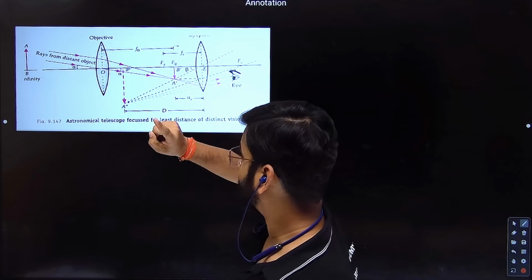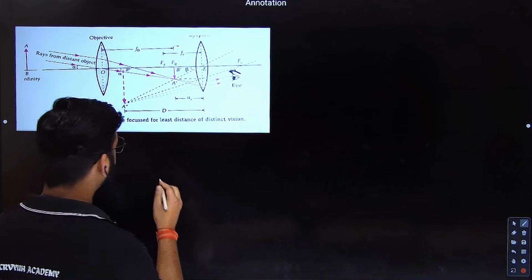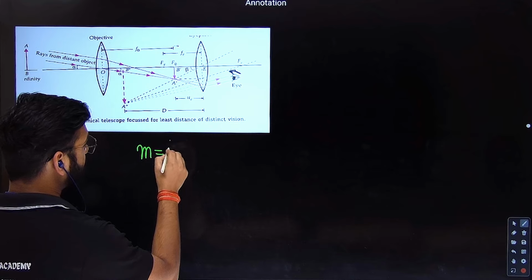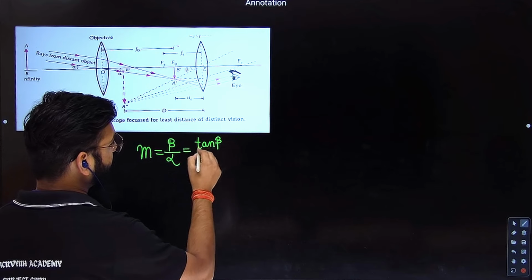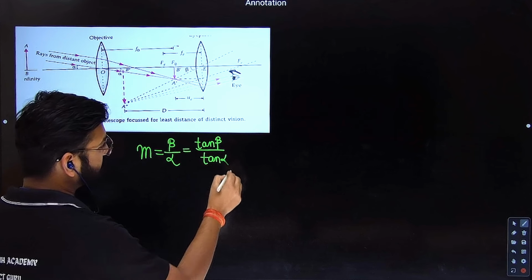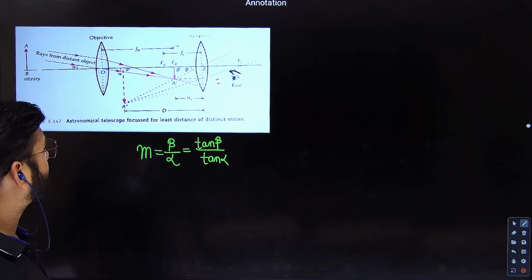You can see beta. So we will write magnifying power. Magnifying power is beta by alpha, which will be the same as tan beta by tan alpha. Now let's understand how to find tan alpha and tan beta.